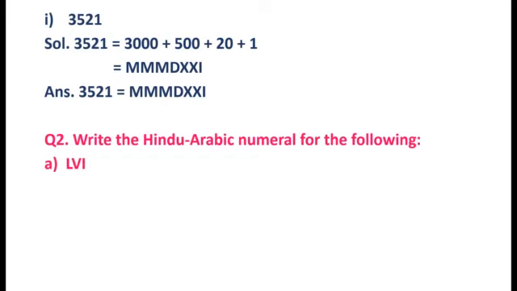Question number 2 says write the Hindu Arabic numeral for the following. So the first one is LVI. Okay children, so first of all what we will see, in LVI, L stands for 50. You can see here L is having the value 50 plus V and then I. So V is the bigger one and I is the smaller one, so we will add all this. So V is equal to 5, so we have written here 5, and I is equal to 1, so we have written here 1. So 50 plus 5 plus 1, that is 56.